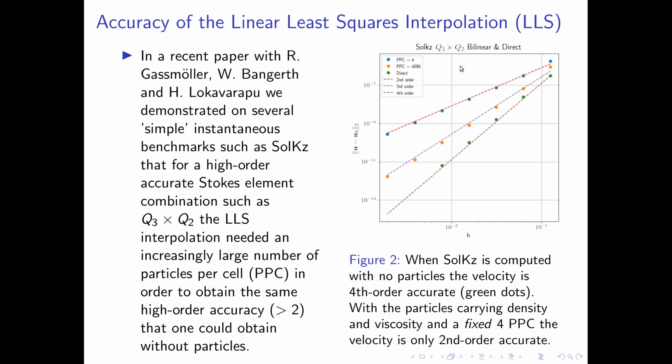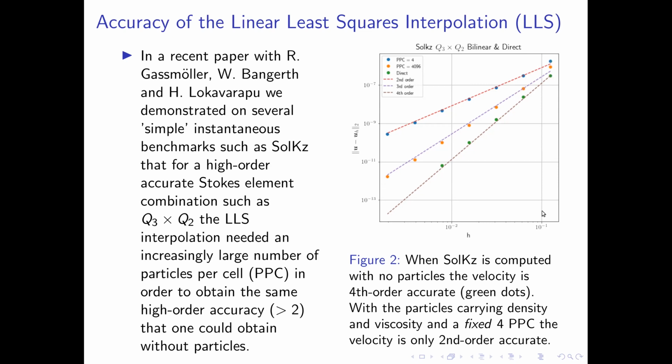What we discovered was that if you had a fixed number of particles per cell, say 4, you would only get second order accuracy, even with the Q3 element. This is an instantaneous problem where, without particles, you put down the density and the viscosity just as an initial condition and solve. Then you let H go to 0 up to a certain point.